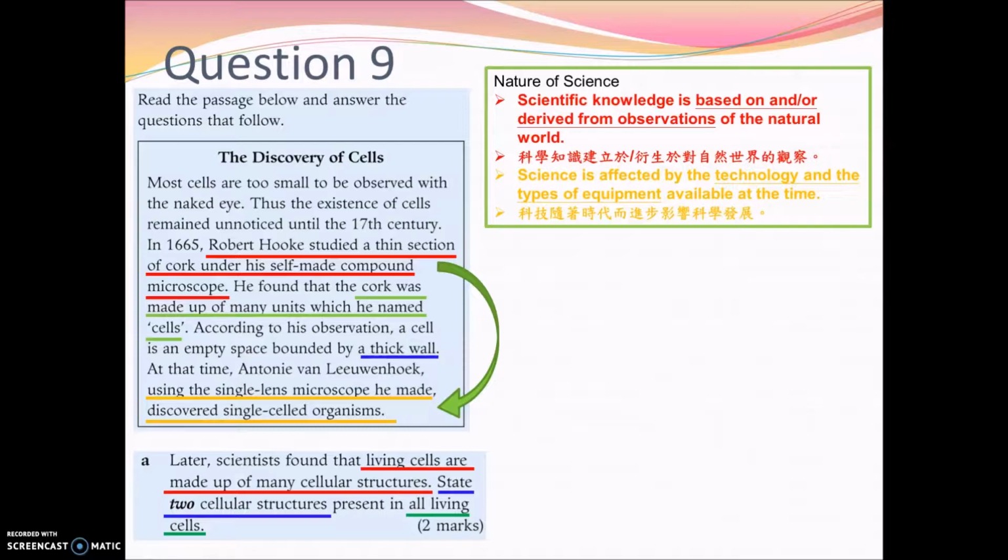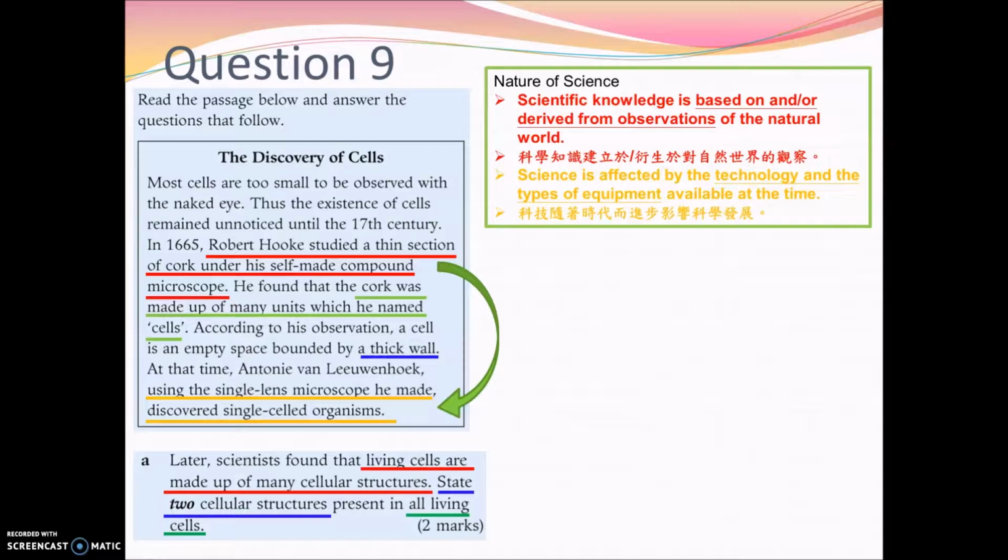The other part is that you can see the self-made compound microscope, and later on we have the single lens microscope, and nowadays we have the electron microscope. So the development of science also depends on the advancement of technology and the type of equipment available at that time. That's the second idea of the nature of science I would like to talk about before we go to the questions.